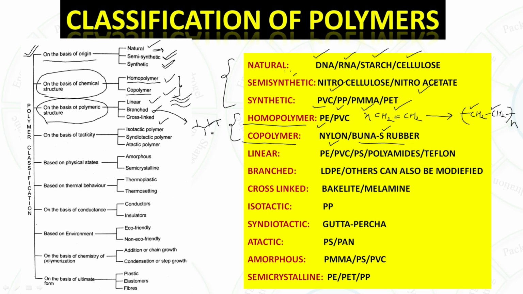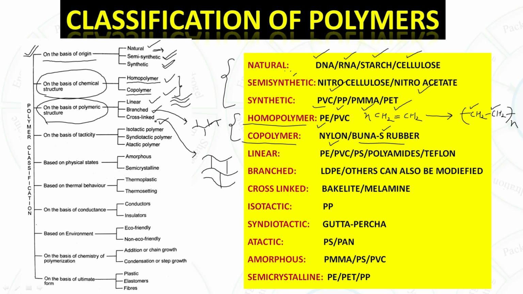Lots of other classifications are also there, but you need to know only this much, linear and branched. And after that you have the cross-linked polymer. That means there would be cross-linking between the polymer chains. So this is one polymer chain, this is another polymer chain, and they have cross-linking between them, right? Just like that. So these are the cross-linked polymers.